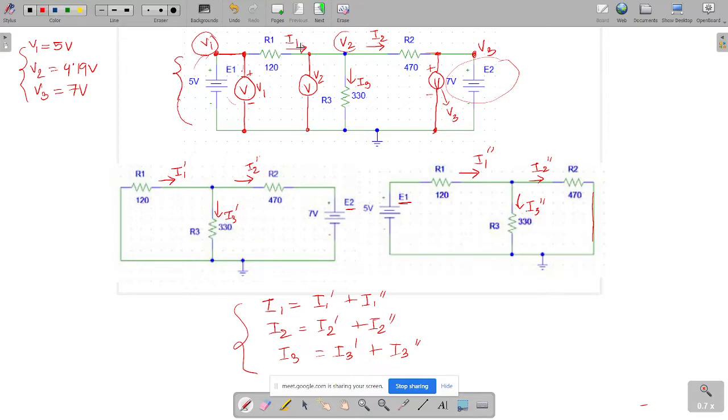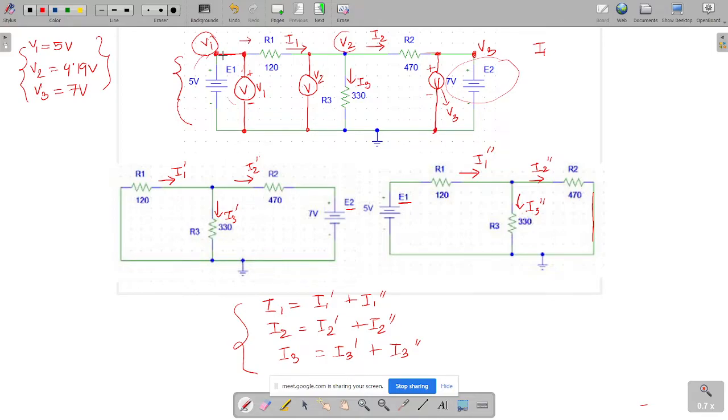So how do we calculate I1 from these three values? How do we calculate I1? V equal to IR. In G, V1 minus V2 divided by R1. Very good. So I1, if you see the circuit, I1 is flowing through R1, right? And R1 is connected.